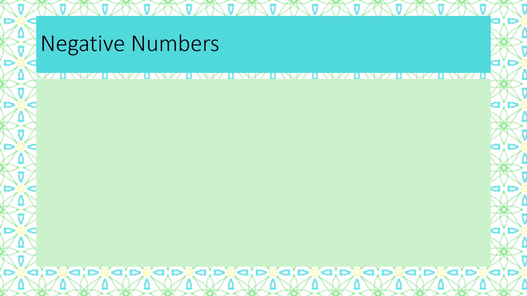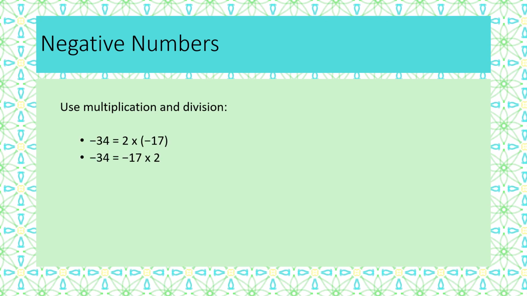It's hard to describe a negative number of physical objects, so we'll rely on multiplication and division to determine whether a negative number is even or odd. For example, negative 34 equals 2 times negative 17. So negative 34 is divisible by 2 and thus is even. But negative 27 equals 2 times negative 14 plus 1. That remainder of 1 tells us that negative 27 is not divisible by 2 and thus is odd.